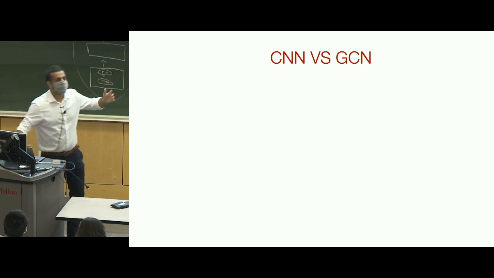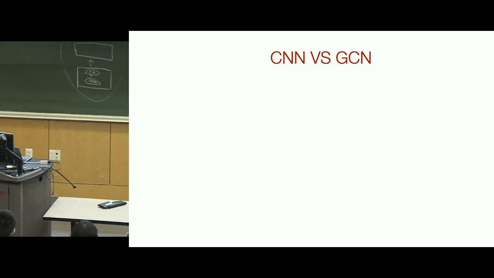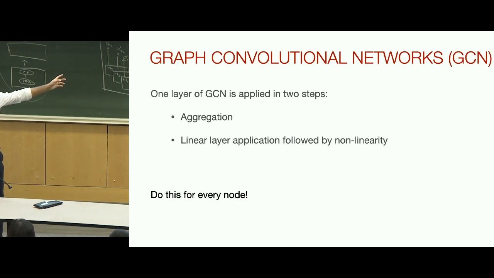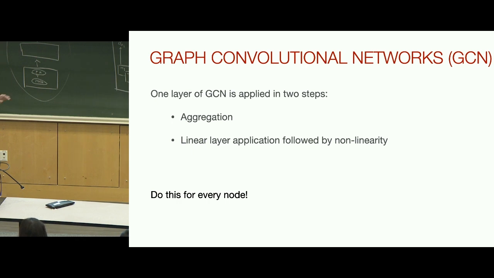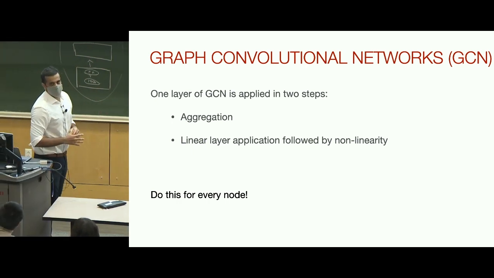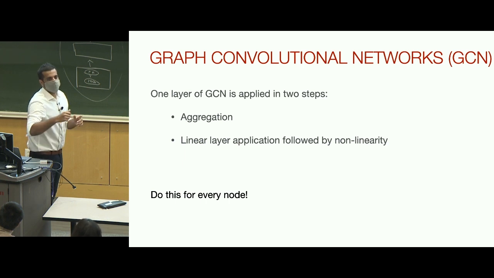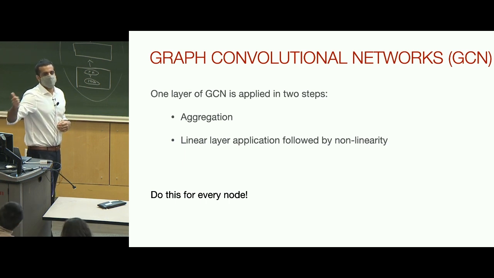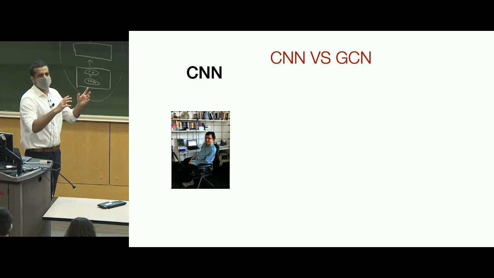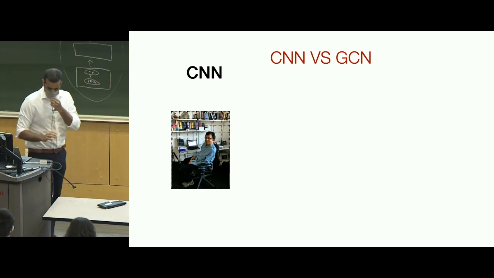And let's quickly compare CNNs with GCNs. By the way, this is the definition of graph convolutional network. I think something confusing that comes up is, how is convolution happening here? But this is the definition of graph convolution. So it's not exactly the same as the convolution that happens in CNNs. And let's see what the slight difference is.